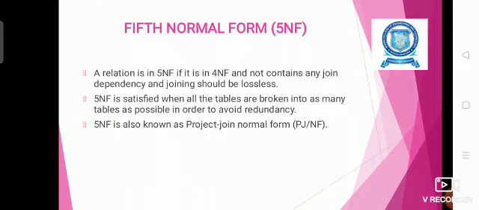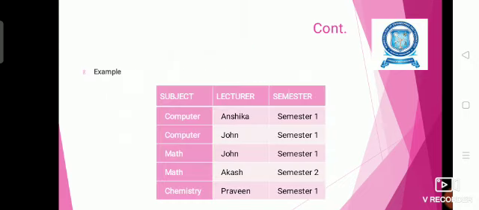For a relation to hold the 5NF form, it should be in 4NF and it should not contain any joint dependency, and the joining should be lossless. So 5NF is satisfied when all the tables are broken into as many tables as possible in order to avoid redundancy. And 5NF is otherwise called project join normal form. Again we can see an example.